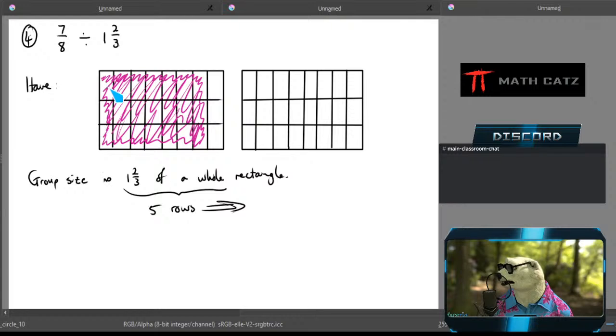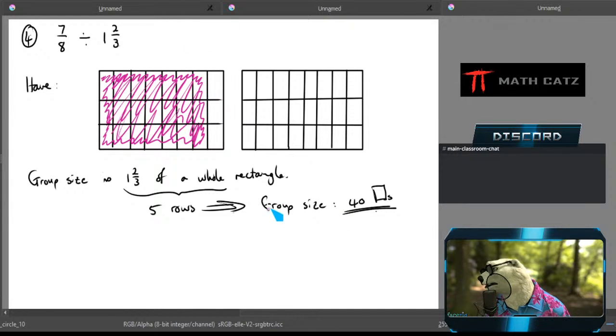5 rows. Each row contains 8, right? So we have a group size of 40 pieces. 40. That doesn't seem right, but it is. It is correct, and it's because that second number is so big. So now, the instructions are telling me to see how many times I can fit a group of 40 pieces into what I have. Let's at least write that down.